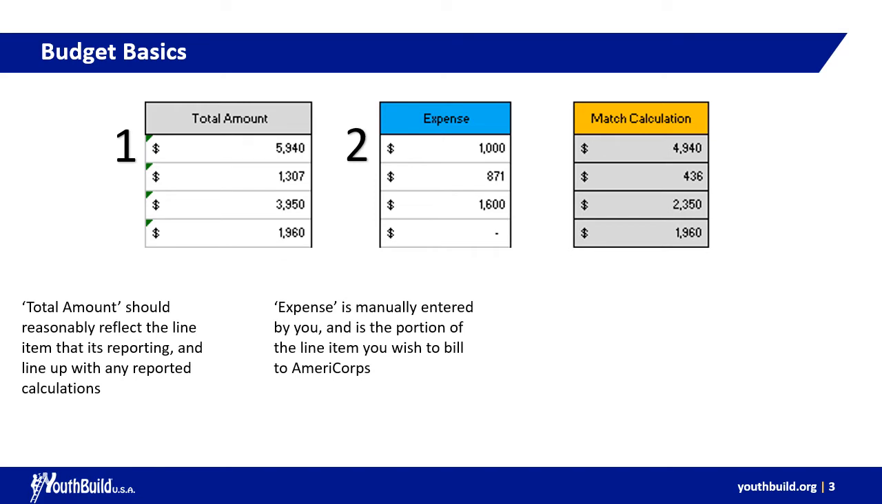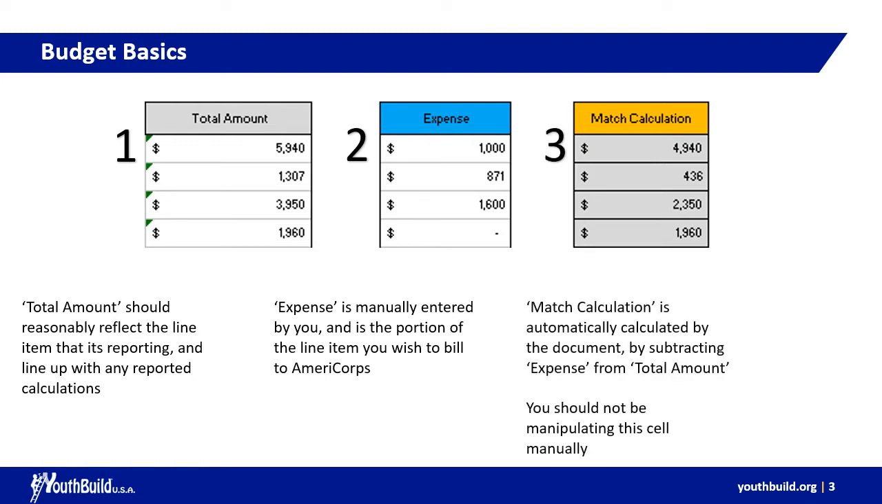Then, you fill out the expense section. This is the amount of cost that you wish to bill to AmeriCorps. Then, the match calculation is automatically calculated by the workbook. You should not be entering this manually, nor should you manipulate these cells.